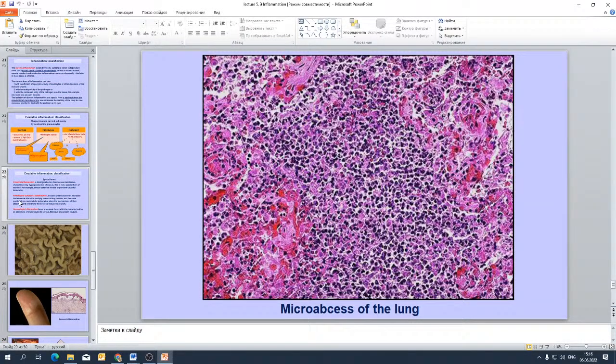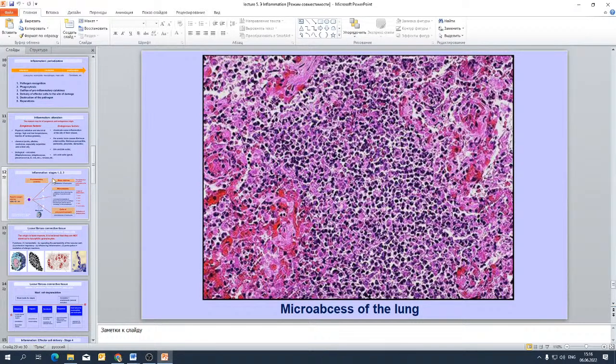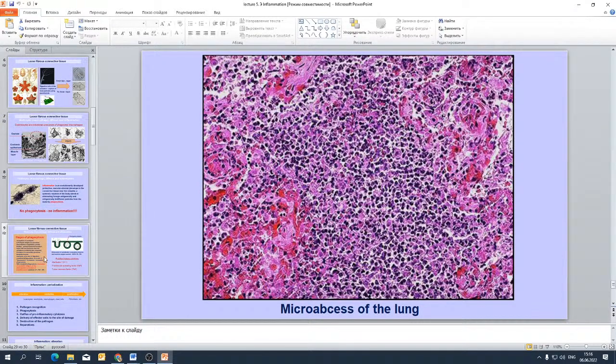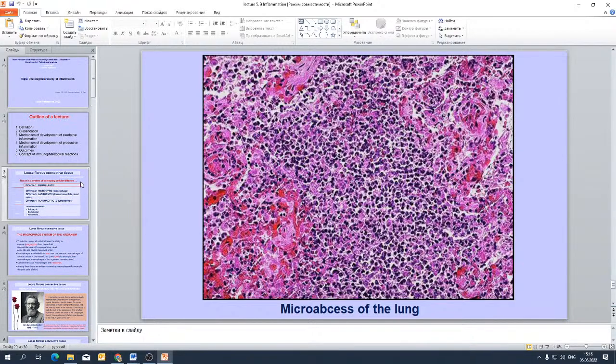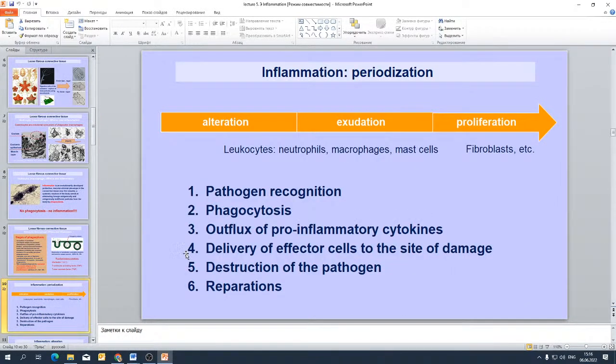Sorry, I want to show a picture about alteration, exudation, and proliferation types. If we discuss inflammation, we need to discuss the different stages of inflammation. Alteration is first, then exudation and proliferation.